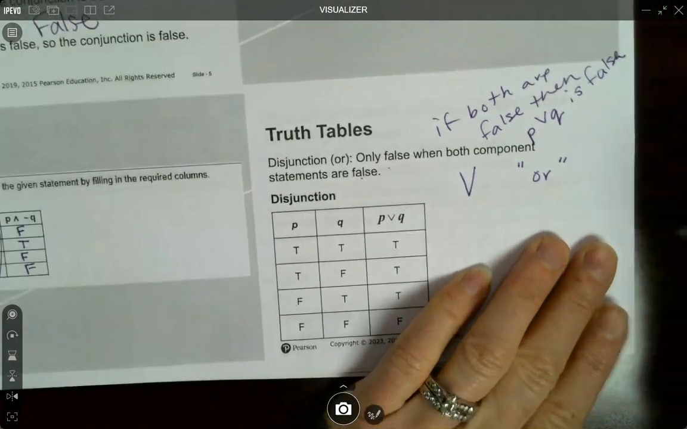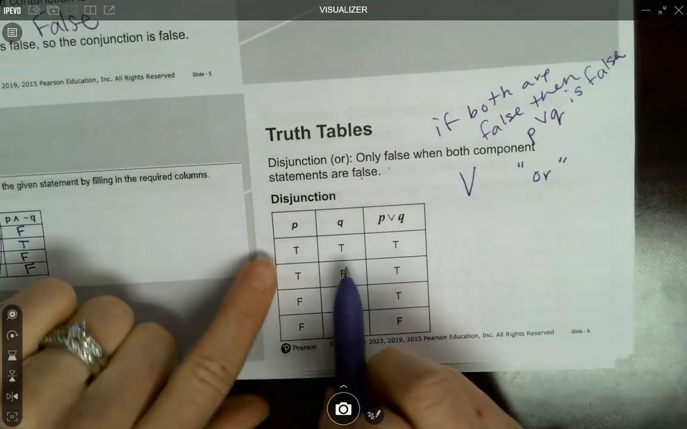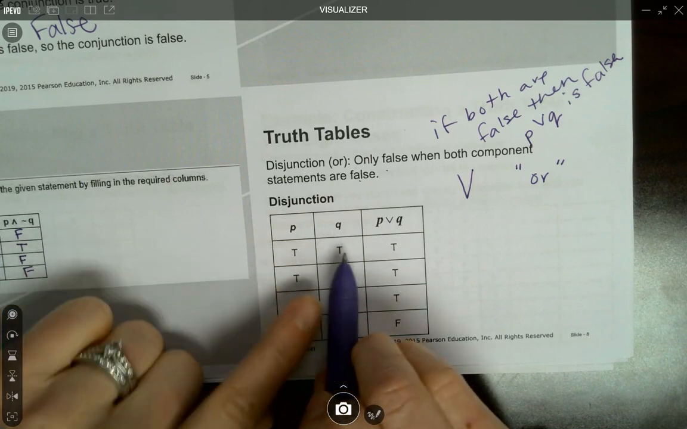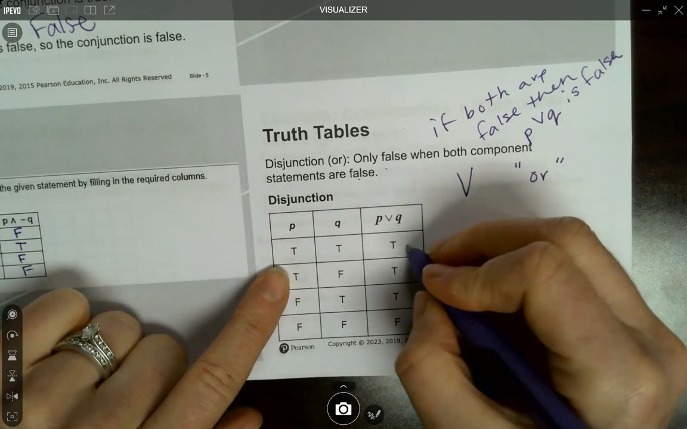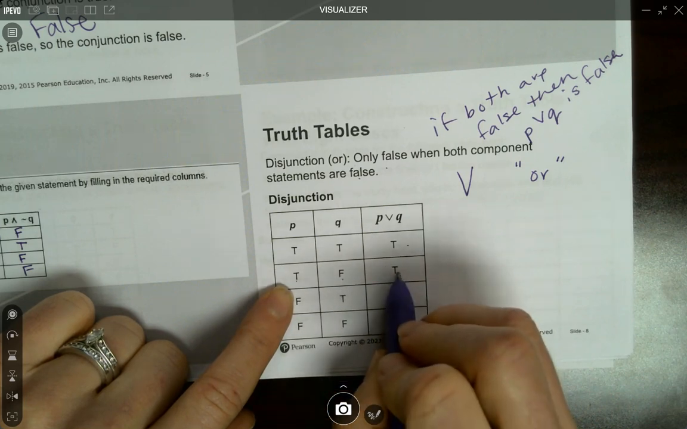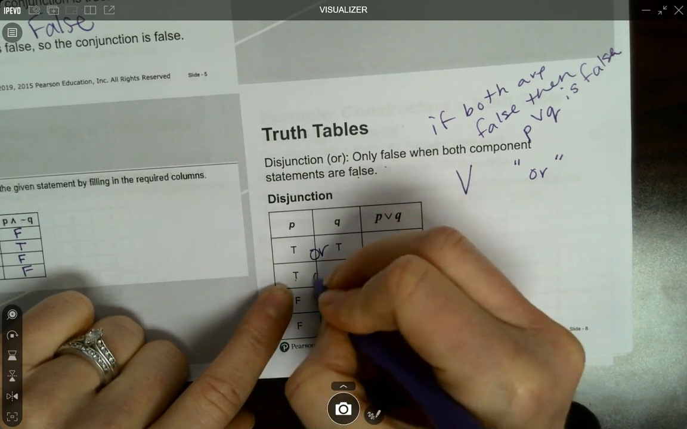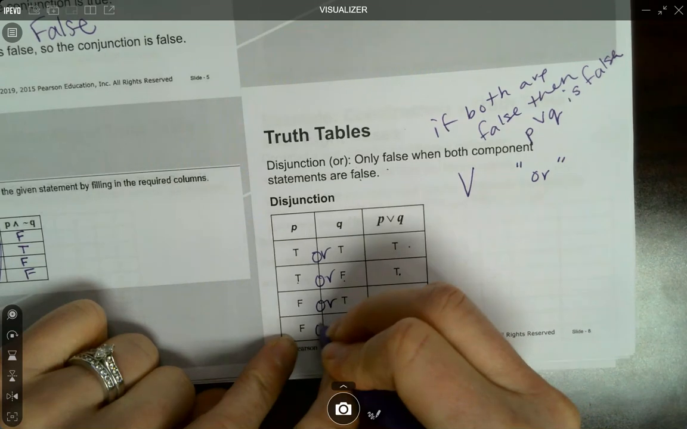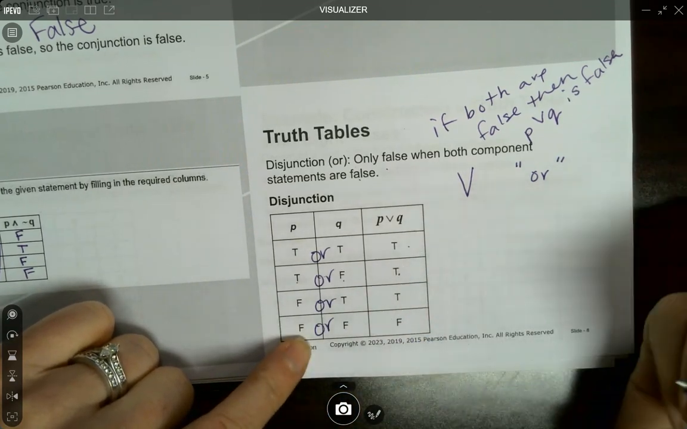See how I wrote it, if then statement. All right, so if P is true, Q is true, P or Q is true. True, false, it's true because it's the or. So you could write over here, or. False or false means the whole thing is false.